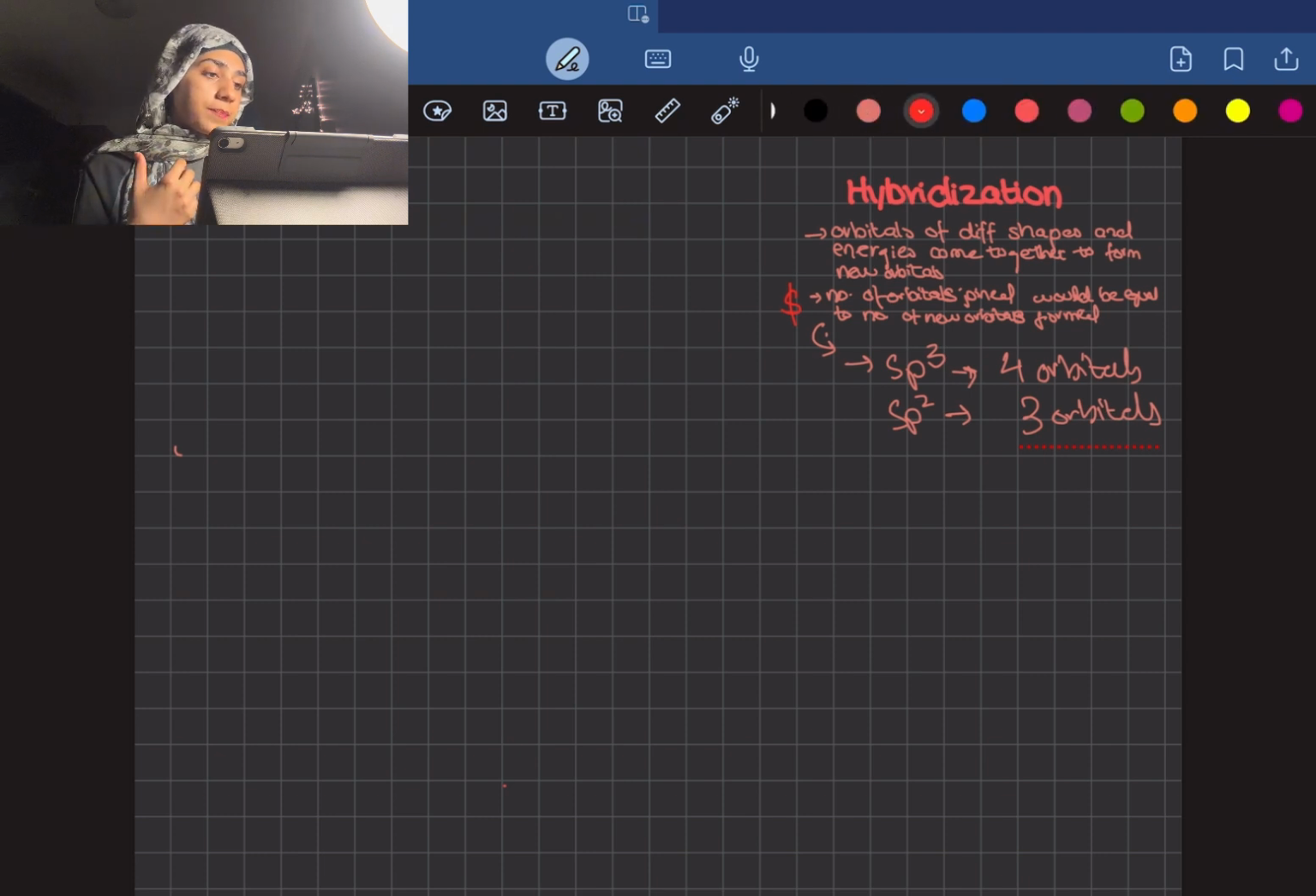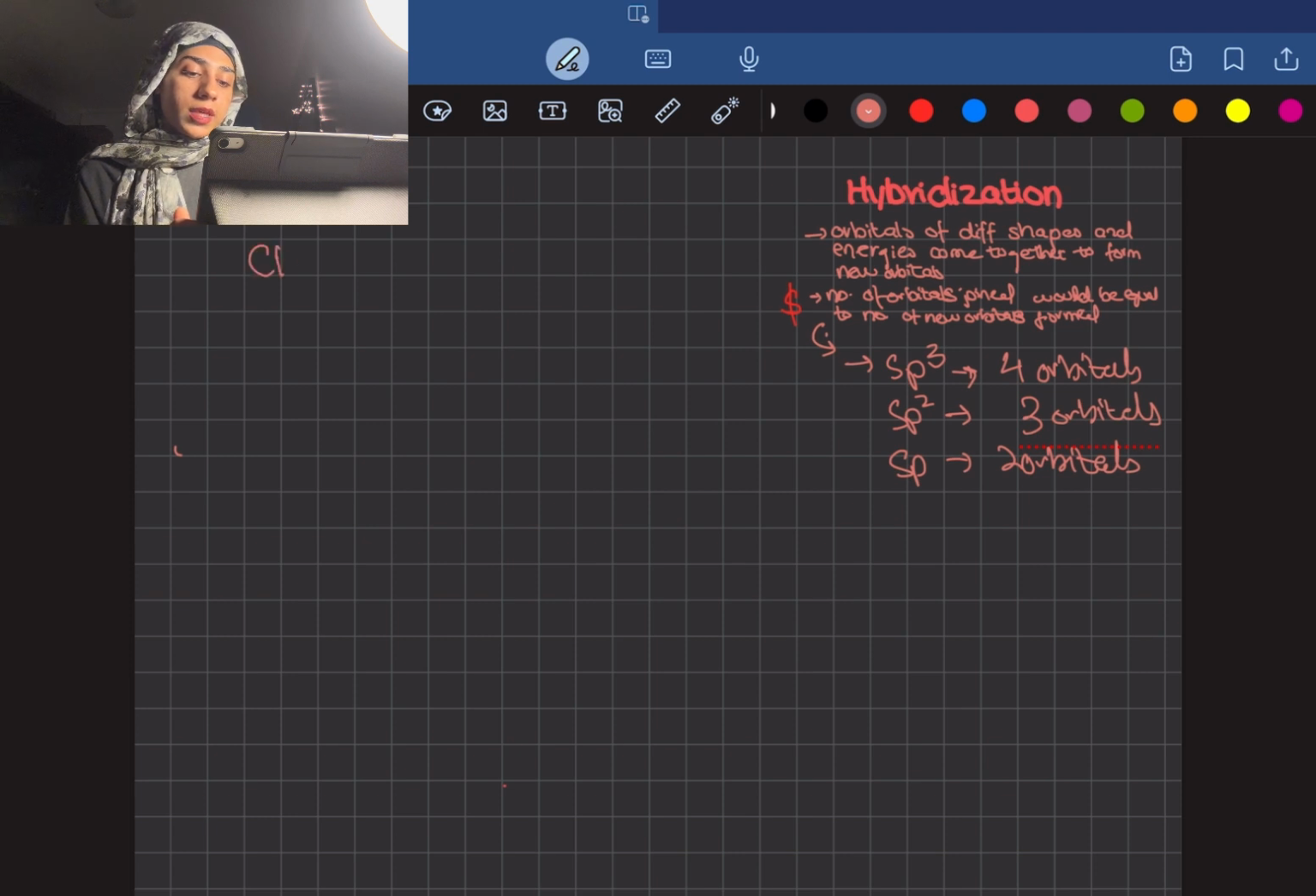So let's say, because p has a 2 on it, and assume that s has a 1 on it, so 2 plus 1 would be 3, so that's how it's 3 orbitals. And same goes for sp, which would be 2 orbitals. We'll look into it more after we try solving it.